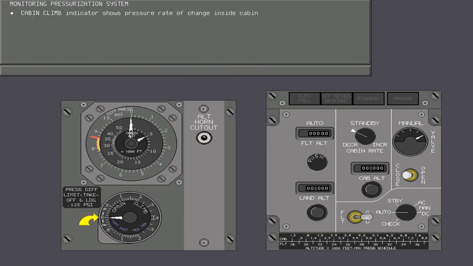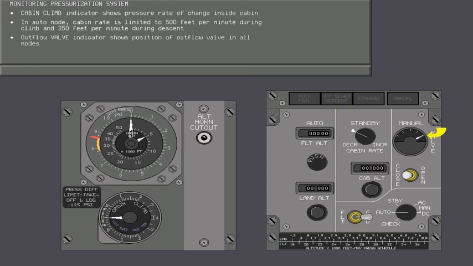The cabin climb indicator shows the pressure rate of change inside the cabin. In auto mode, cabin rate is limited to 500 feet per minute during climb and 350 feet per minute during descent. The outflow valve indicator shows the position of the main outflow valve in all modes.